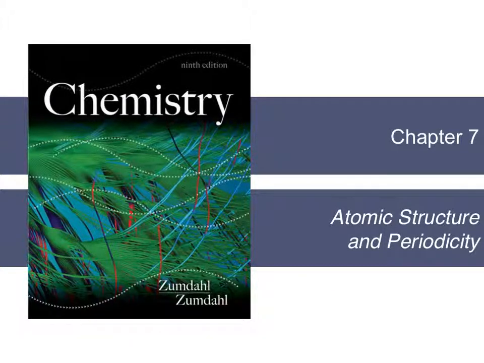This is our introduction to Chapter 7, which discusses atomic structure, primarily electron configuration, and trends on the periodic table.